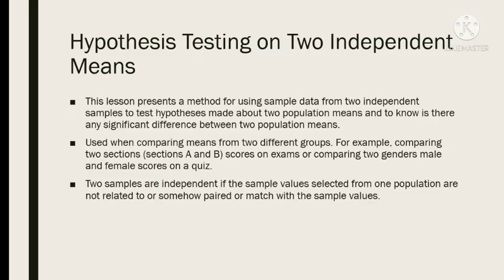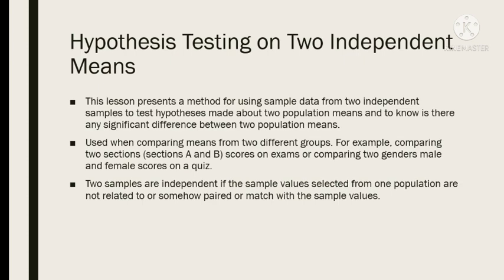Hypothesis testing on two independent means. So this particular lesson presents a method for using sample data from two independent samples to test hypotheses made about two population means and to know if there is any significant difference between two population means, and it is used when comparing means from two different groups. For example, comparing two sections A and B scores on exams, or comparing two genders, male and female, scores on a quiz, something like that.